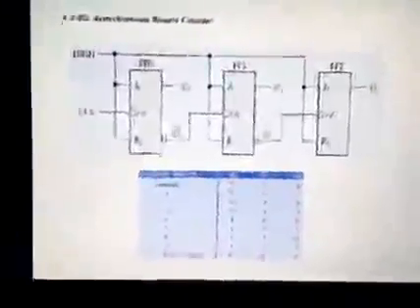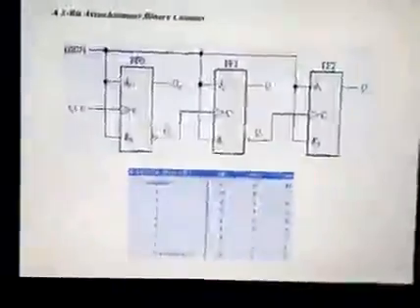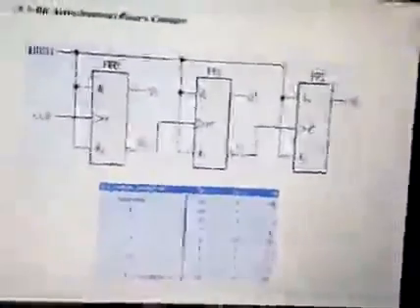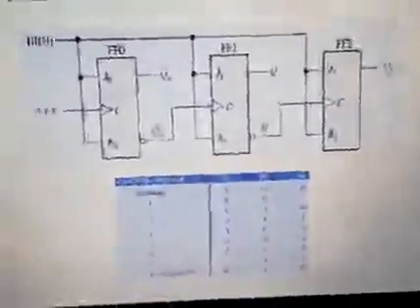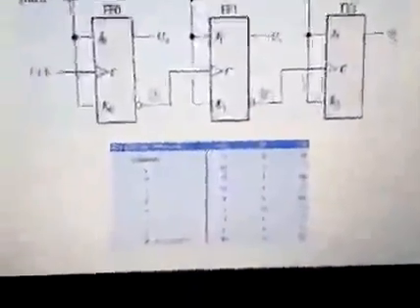This is the 3-bit asynchronous up counter, where flip-flop 1 is FF0, flip-flop 2 is FF1 and flip-flop 3 is FF2. Here is also the truth table of the 3-bit asynchronous counter. Initially they are all in the reset condition, which means all outputs are 0, 0, 0.